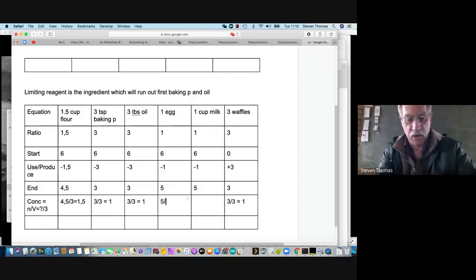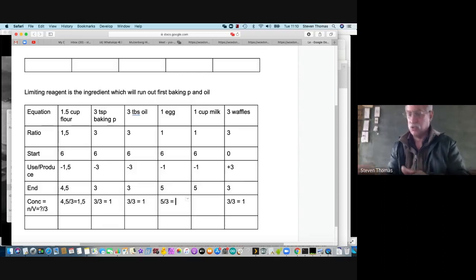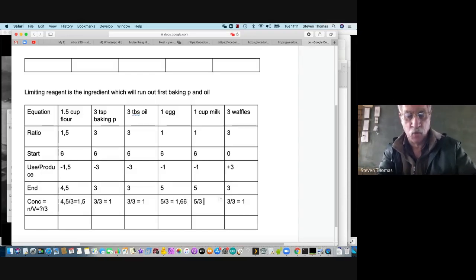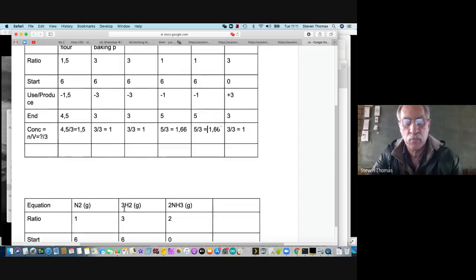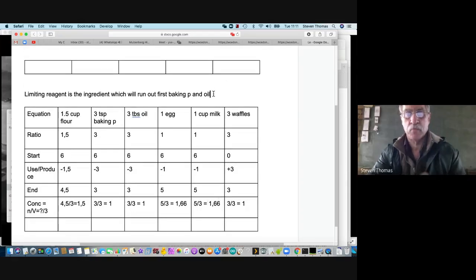5 divided by 3 is going to be, how many eggs is each person going to take home? 5 divided by 3, 1.66. And the same thing, 5 divided by 3, they're all going to get 1 and 2/3 cups of milk to take home. Is that easy enough, folks? Easy enough? Yes, sir. Okay.